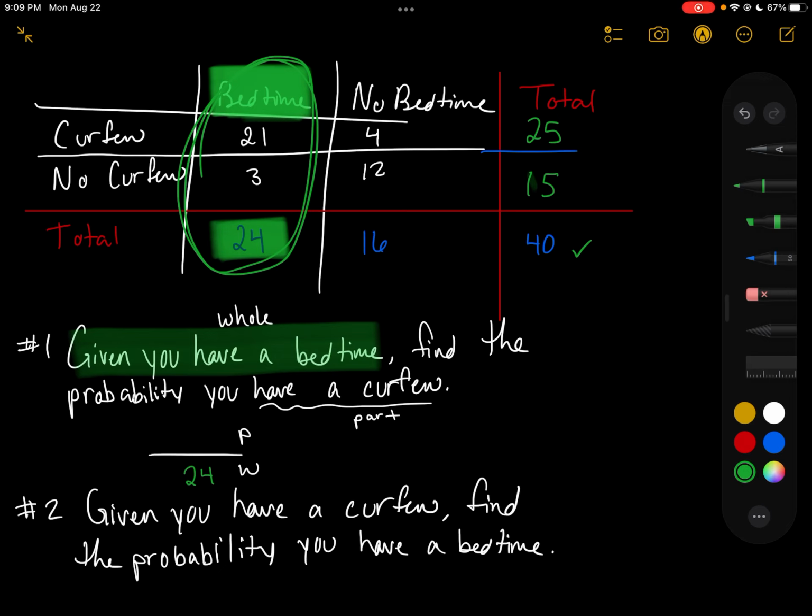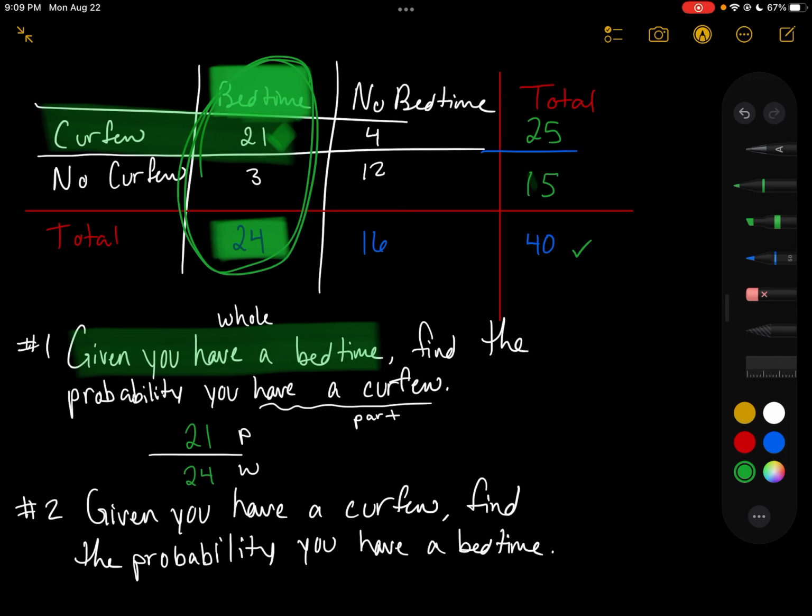So here, the part that we're looking for is curfew. So if we find curfew, cross-reference it across, we're looking at 21. So given you have a bedtime, 21 out of 24 people, or almost every single person, has a curfew. We take a look at that as a percent, 21 divided by 24, so 88% is what that rounds to. That makes sense. If you have a bedtime, it logically follows that you probably have a curfew. It'd be weird to have one without the other.